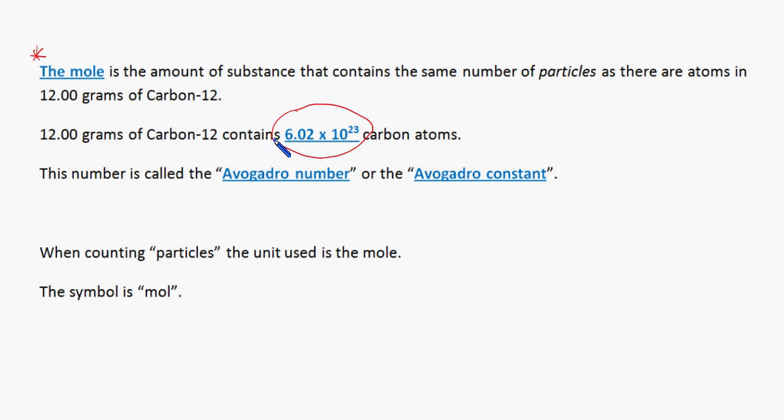So 1 mole of any substance will contain 6.02 × 10^23 particles. Now, when we are counting particles, the unit used is the mole, and the symbol for the mole is mol in lowercase. And when we use the term particles, particles could mean electrons, it could mean molecules, it could mean atoms.